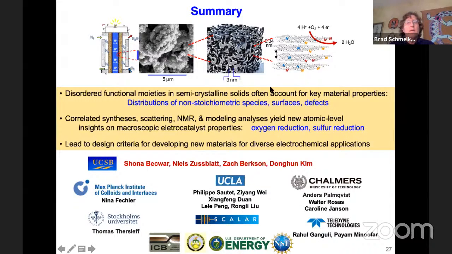So I think the NMR couples especially nicely to the modeling, and that is a partnership with Philippe that we're really grateful for. So we've got new atomic level insights on these macroscopic properties. They're good for oxygen reduction. We are working currently on sulfur reduction for lithium sulfur batteries, which have similar desirable properties. And these are leading to new design criteria for developing materials for these and other diverse applications.